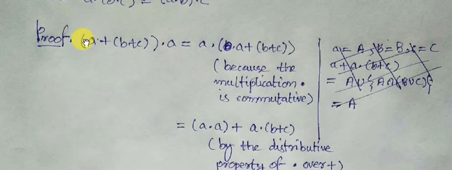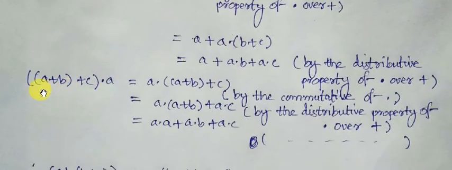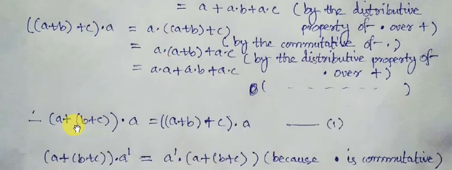So we can write a plus (b plus c) into a is equal to (a plus b) plus c into a. This is number one relation.